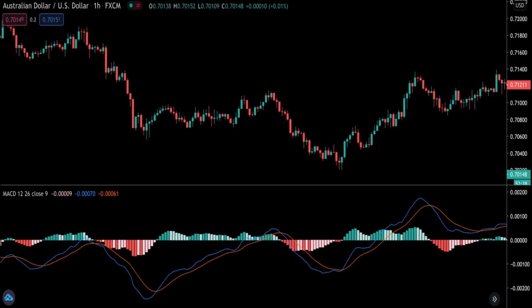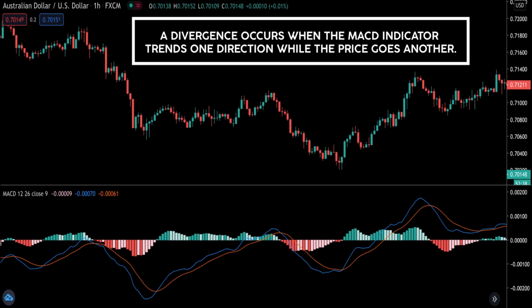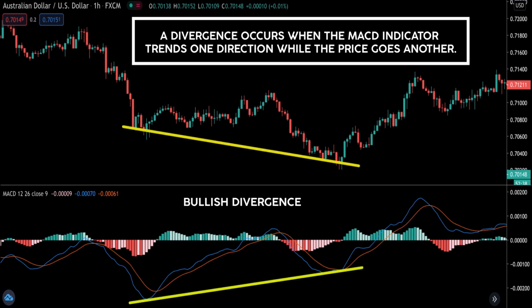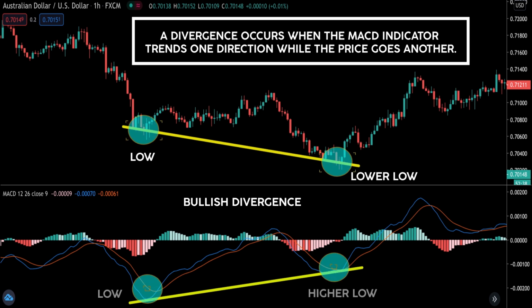The second way involves identifying divergences. A divergence occurs when the price action on a chart and the MACD direction are in contradiction. A bullish MACD divergence occurs when price action makes lower lows but the MACD makes a higher low. A bearish MACD divergence is the opposite and happens when price action makes a higher high but the MACD makes a lower high. This is just a very short snippet of how you can use the MACD.